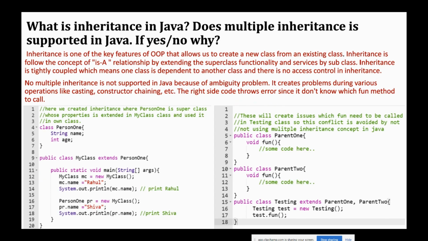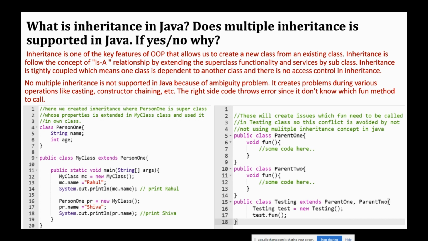Now let's move to another question. What is inheritance in Java? We already have a good concept of inheritance from the previous slides, but is multiple inheritance supported in Java? If yes or no, why? Inheritance is one of the key features of OOPS that allows us to create a new class from an existing class. Inheritance follows the is-a relationship concept by extending the superclass functionality and services by the subclass.